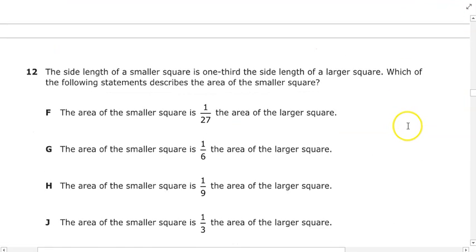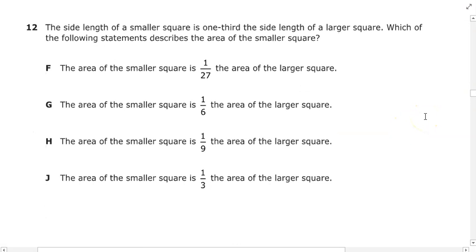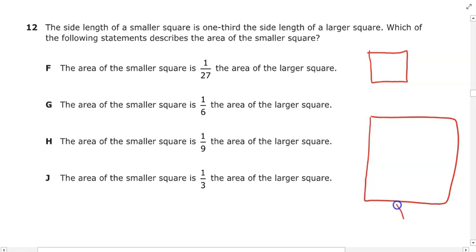If we move on to the next question. Question 12 here says the side length of the smaller square is 1/3 of the length of a larger square. Which of the following statements describes the area? Okay, so let's say that I have a square of x. Let's make a bigger square. Let's call this x. And this is 1/3 x. So it says the side length of a smaller square is 1/3 the length of a larger square. Which of the following best describes the area?